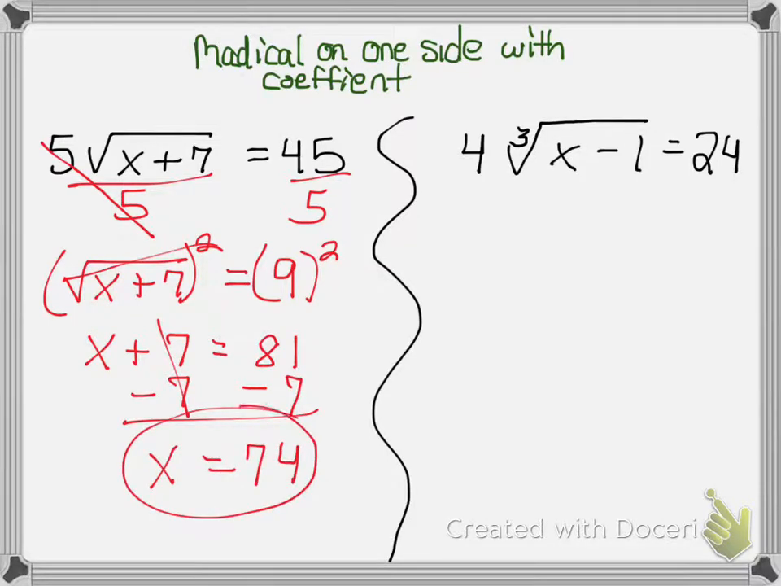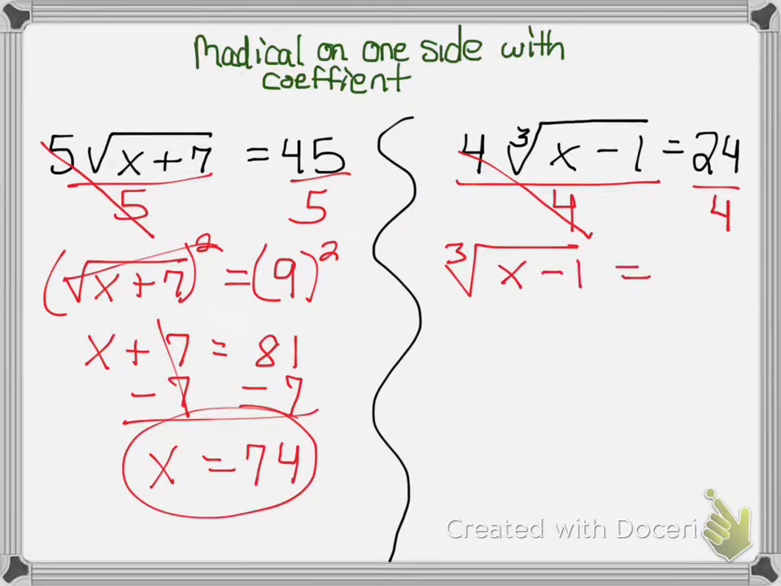Let's look at another example. As you can see, I have a radical on one side with a coefficient. So to get rid of that coefficient, I'm going to divide both sides by 4. Bring down my cube root of x minus 1. We know 24 divided by 4 is 6.